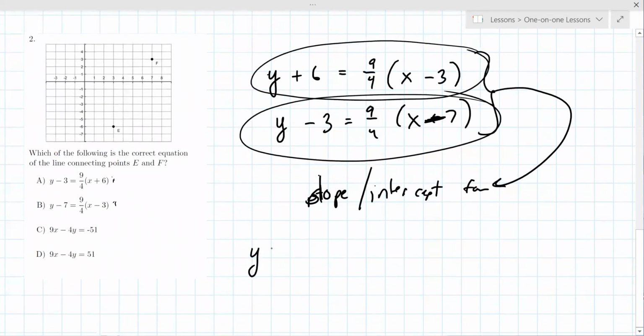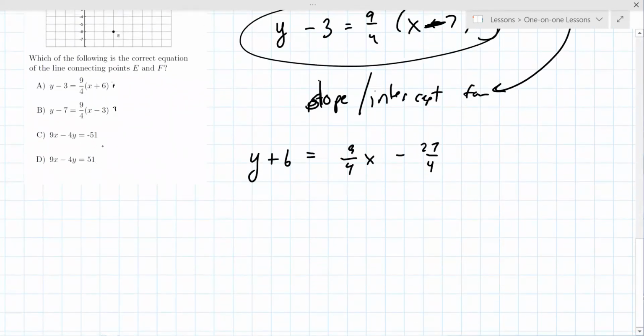You're gonna distribute the 9 over 4. So it's 9 over 4x minus 27 over 4. Okay. And if you really were going to standard form, you don't necessarily have to go to slope intercept form, but we're just going to do that here anyway.